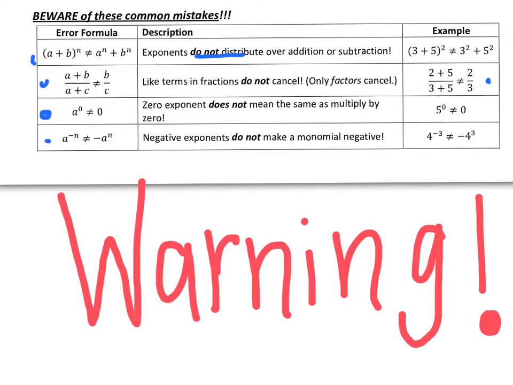Same thing right here: negative exponents do not make a monomial negative. That negative exponent does not make the a, or whatever number it is, negative. If you see our example over here, 4 to the negative third is not negative 4/3. So keep that in mind.